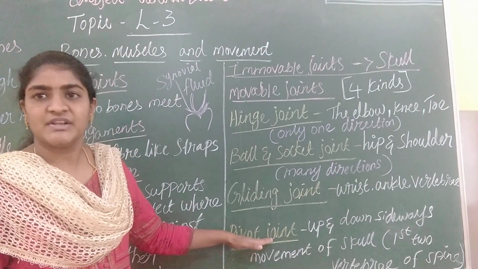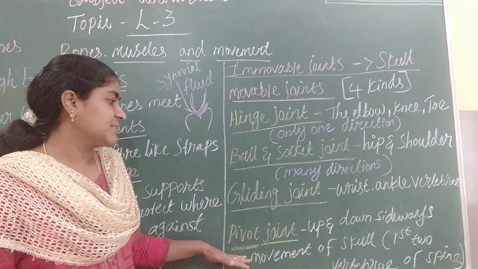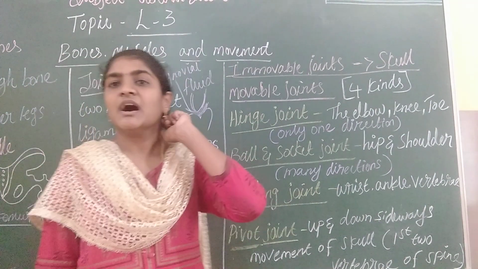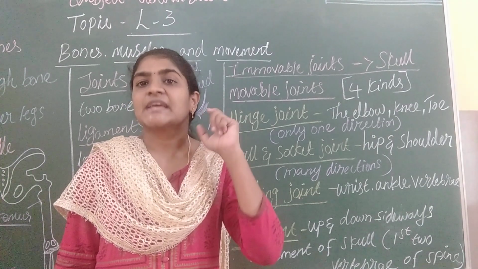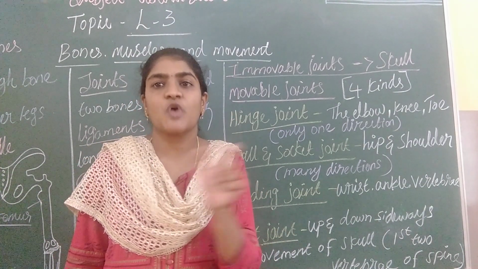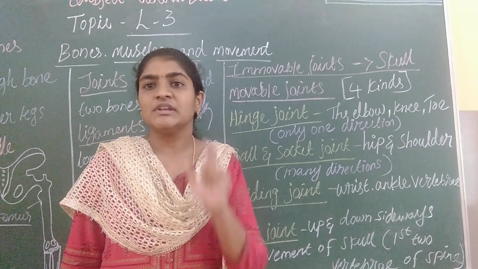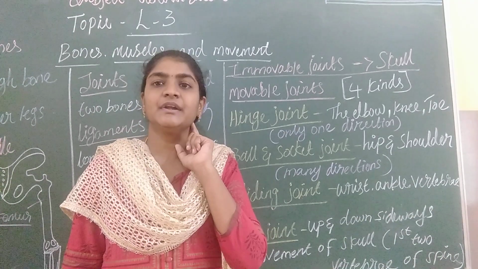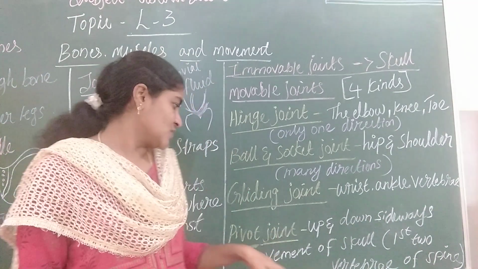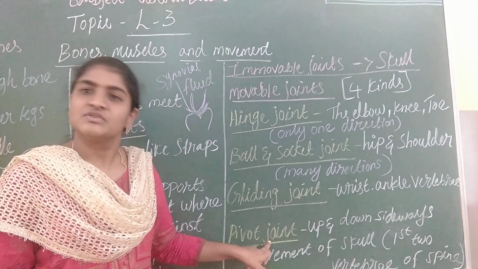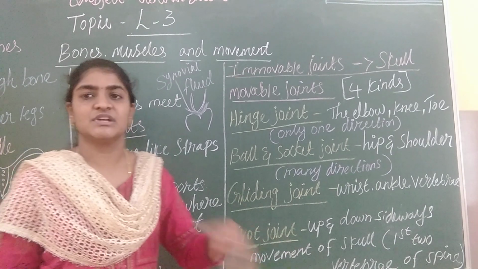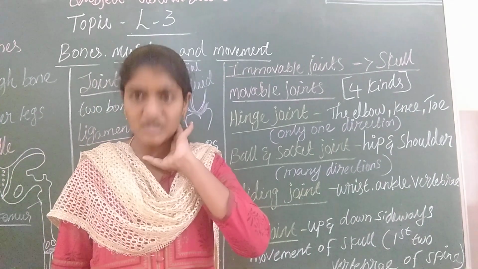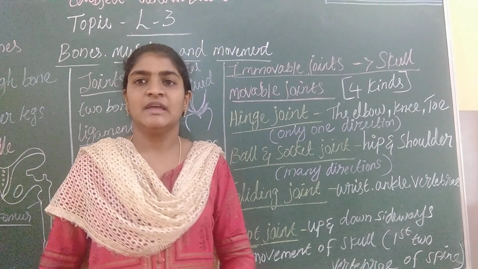Next, the pivot joint. The backbone is attached to the skull. At the second vertebra there is a joint. Using that joint we can nod our head up and down. That joint is called a pivot joint. It is present at the skull, so that we can see the movement of our head. Getting it, children?